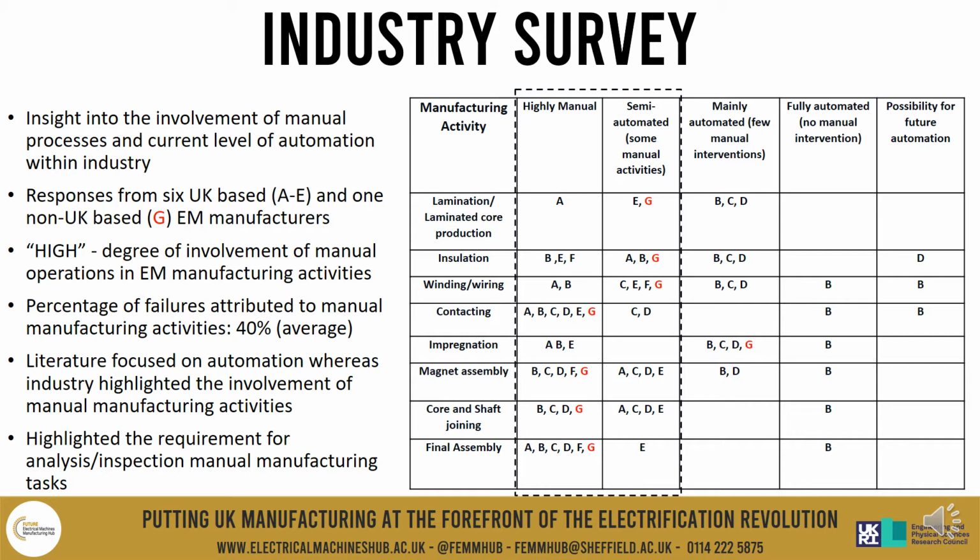When we asked about what percentage of failures could be attributed to manual manufacturing activities, we received an average of 40% as an answer. So this was very interesting that literature focused on automation heavily, whereas industry highlighted the involvement of manual manufacturing activities. And this survey highlighted the requirement for analysis or inspection of manual manufacturing tasks.